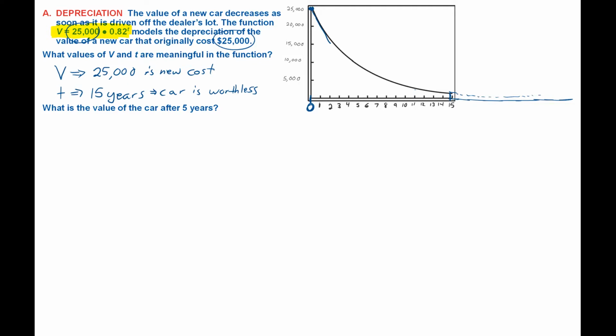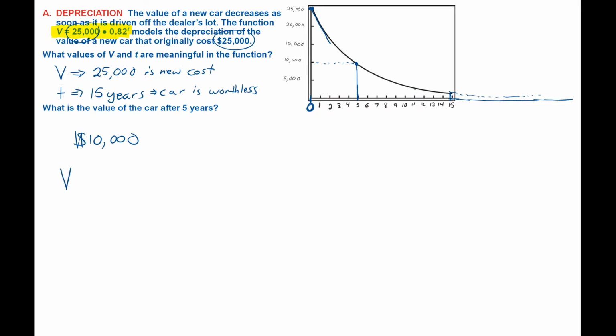What is the value of the car after 5 years? The easy way to do this, go to your graph at t equals 5. And what is the y value on our curve? It looks like approximately 10,000. So what is the value? 10,000. And that's the easy way to do it when you have the graph there.